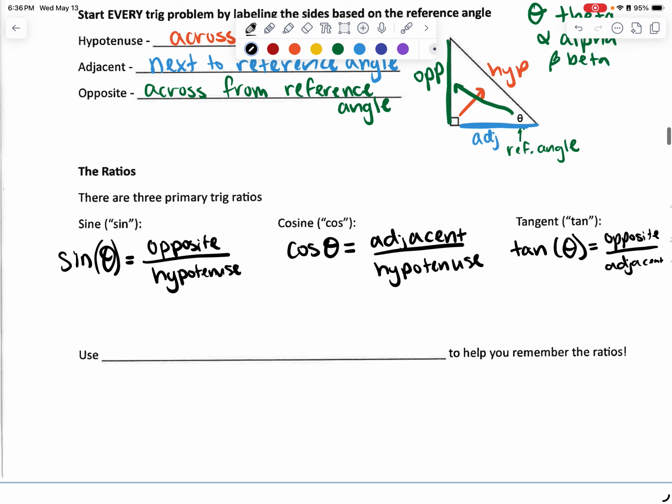All right, so you're going to need to remember these ratios. You need to know these in your head, memorized. I will not give you a cheat sheet. However, I have a very helpful mnemonic to help you remember.